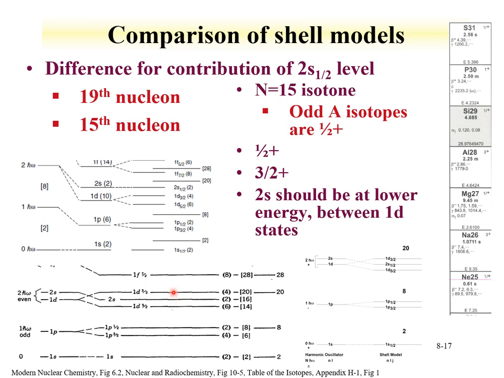For example, let's look at an isotone of N equals 15, and we see that those states with odd A, where the nucleon that is unpaired is the 15th neutron, all these nuclei have a spin of 1/2 with positive parity. So let's see which model predicts this state. Using this top one here from modern nuclear chemistry, the 15th unpaired nucleon would be in the d 3/2 state. This would be 3/2 plus. Whereas for the other two models, that 15th unpaired nucleon would be in the s 1/2 state, and that would be 1/2 plus. So from this, that 2s orbital should be lower in energy when the spin orbit coupling is considered, and it should be between the 1d states. This is also an example of why one should reference your data and sources.